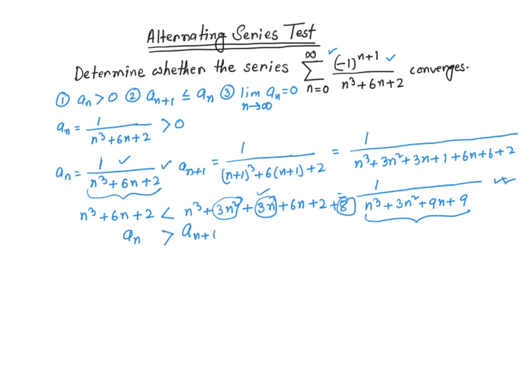Now the last thing we need to show is that the limit of a sub n approaches 0. So the limit as n approaches infinity of a sub n: what is my a sub n? It is 1 over n cubed plus 6n plus 2. Obviously, as n goes to infinity, the denominator becomes bigger and bigger and approaches infinity. So 1 over that number should be 0. So all three conditions are satisfied. Therefore, by the alternating series test, this series converges.